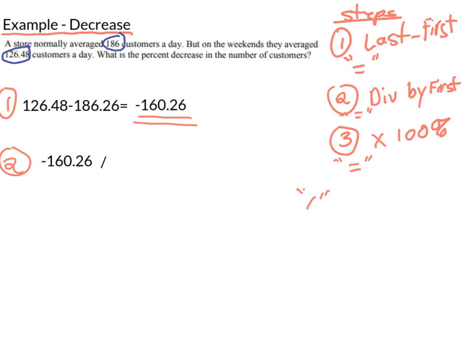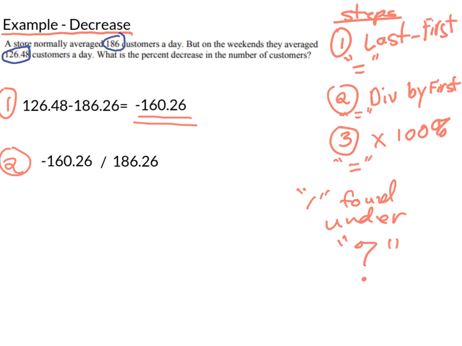The slash sign is found under the question mark on every keyboard that's in North America. So just don't hit the shift button, just hit the question mark button and it'll come out as that slash. And then we divide by the original number, the first number, 186.